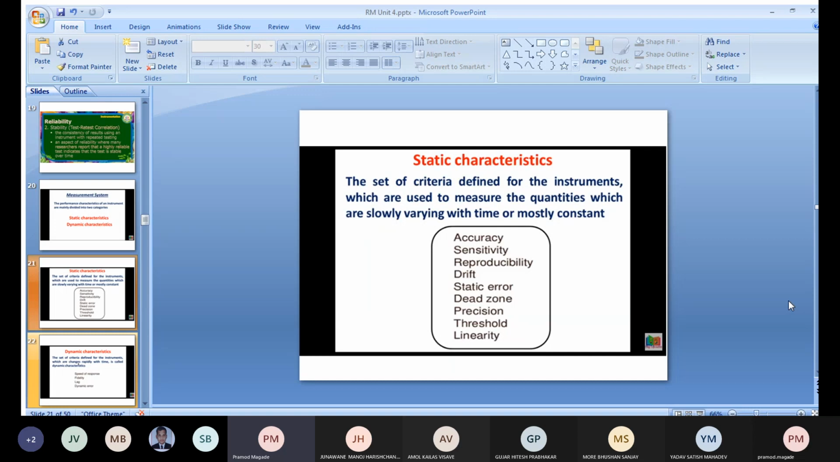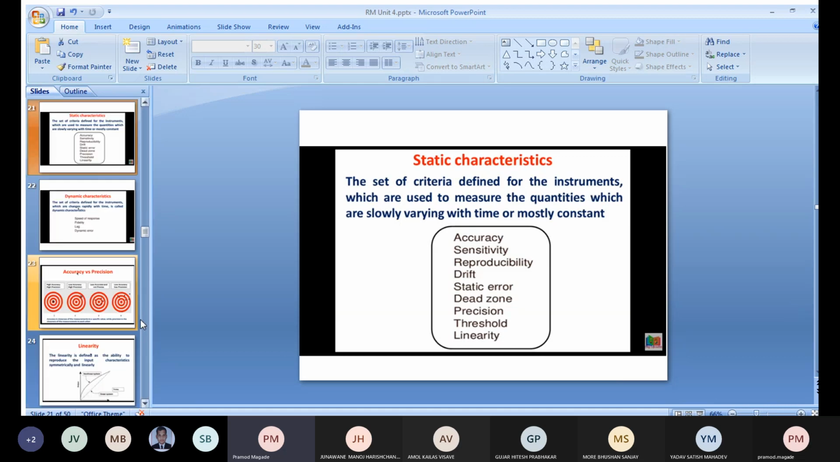precision. Can anybody tell me the difference between precision and accuracy? Difference between precision and accuracy. Can anyone tell?